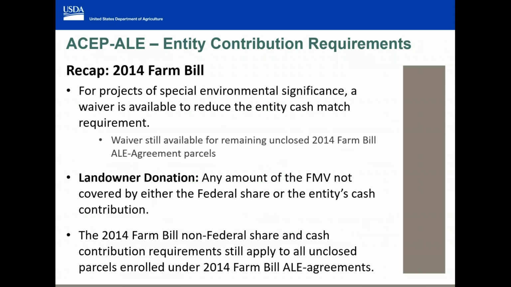Next slide, please. So continuing the recap of the 2014 Farm Bill, we had a waiver that was available for projects of special environmental significance in order to reduce that entity cash match requirement. That waiver is still available if you're closing a parcel that was enrolled under a 2014 Farm Bill agreement. So that's parcels under agreements that were signed in 2014 through 2018. For unclosed parcels under those agreements, you can still get that waiver.